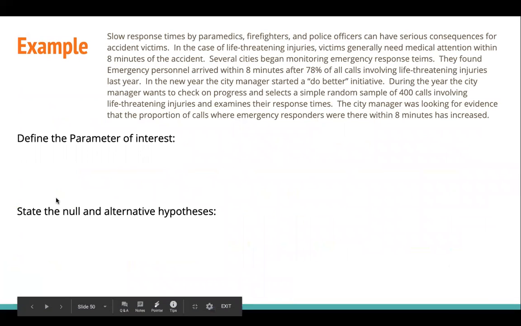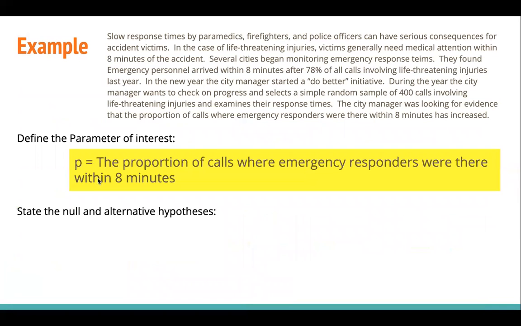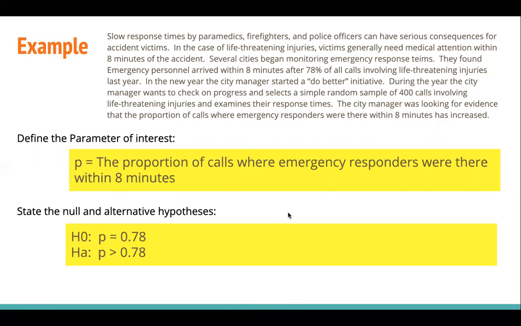Okay, let's go ahead and answer a few questions about this. So defining the parameter of interest, that's easy enough. We had found that in the prompt. p is the proportion of calls where emergency responders were there within 8 minutes. Looking towards the bottom of a prompt is always a great place to look for that parameter. My null hypothesis, right? They had this comparison number. The null is that it's equal to that 0.78. That last word of the prompt here tells me that my alternative is I want it to be greater. The city manager is trying to prove that percentage.